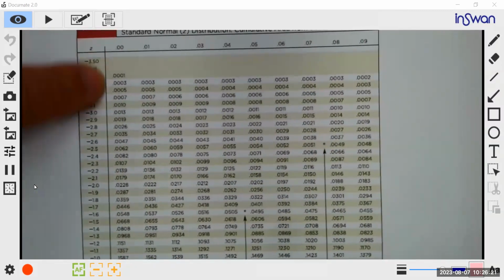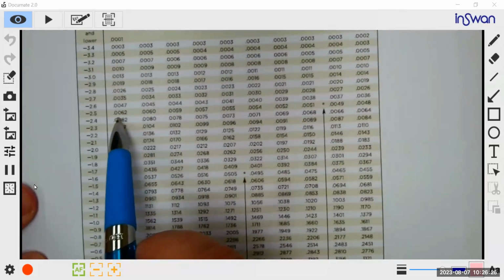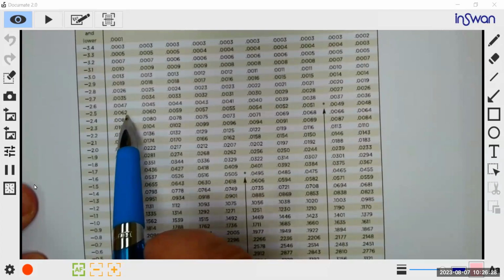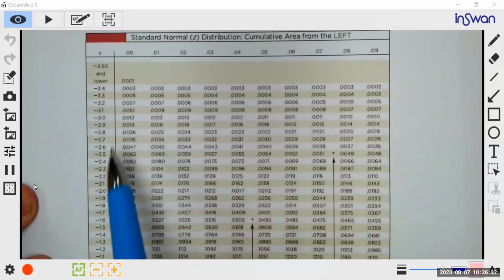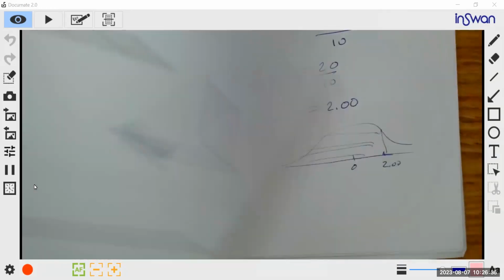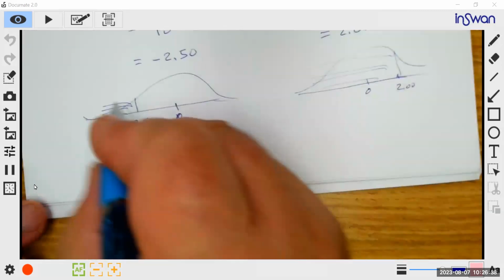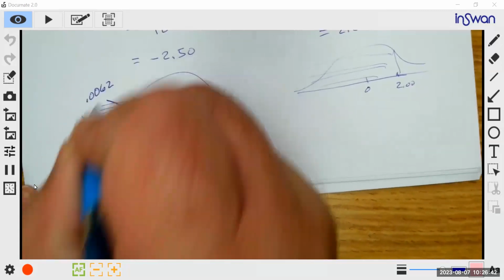0.0 is our far left column, so we go to negative 2.5, which is 0.0062. That's 2.50, 0.0062.